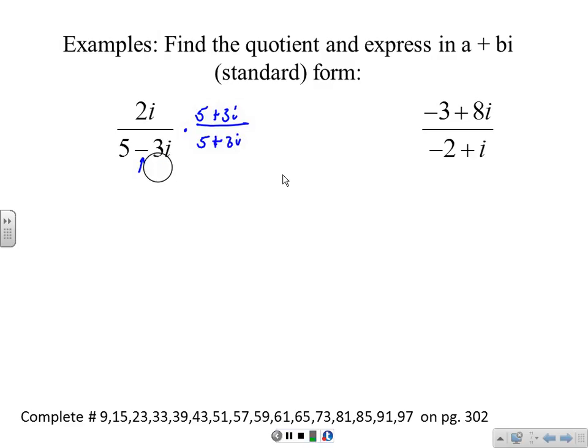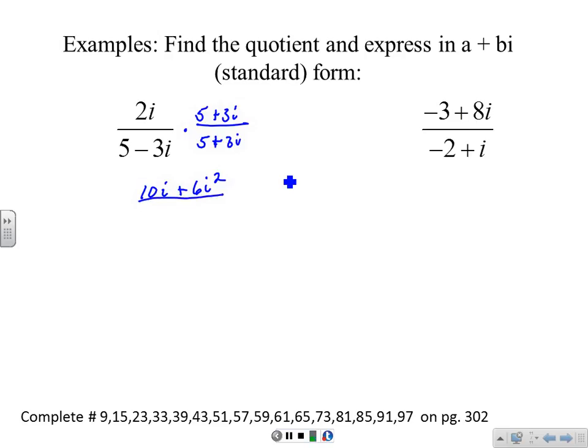So when I multiply the top and the bottom by 5 plus 3i, on the top, that's your distributive property, so 2i times 5 plus 3i. 2i times 5 is going to give me 10i, and 2i times 3i is going to be a positive 6i squared, so you already know what we're going to do there.